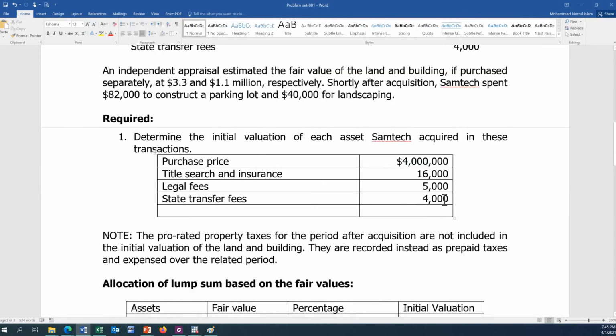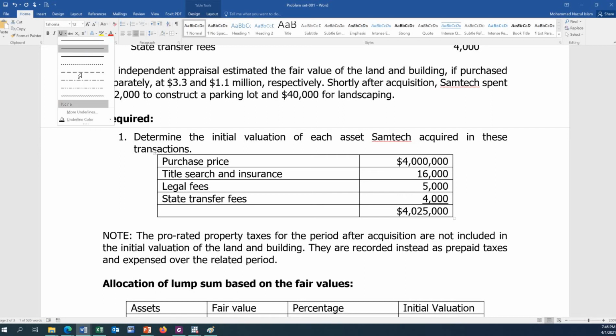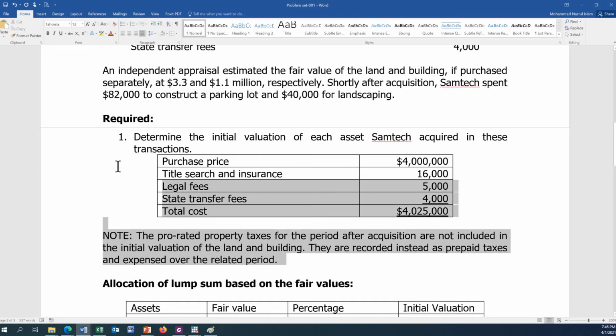So the total is gonna be underlined. The total would be equal to 4,025,000, correct? So this one is the total cost. Let me use a different color for this solution.